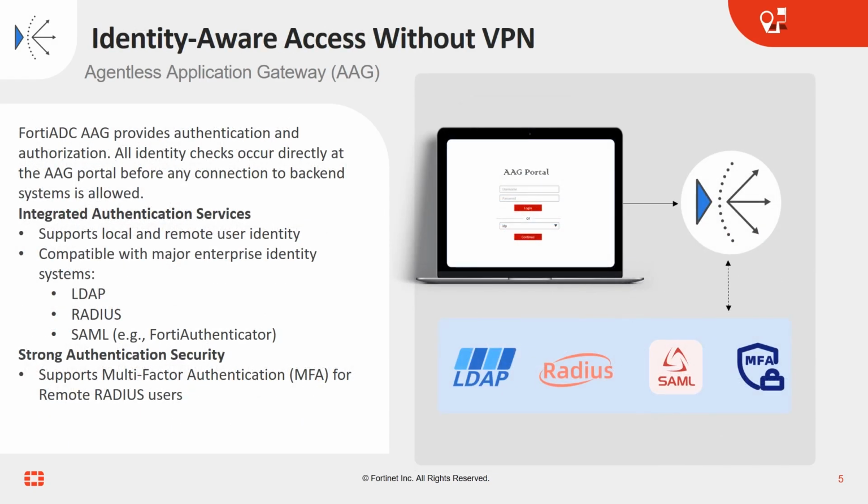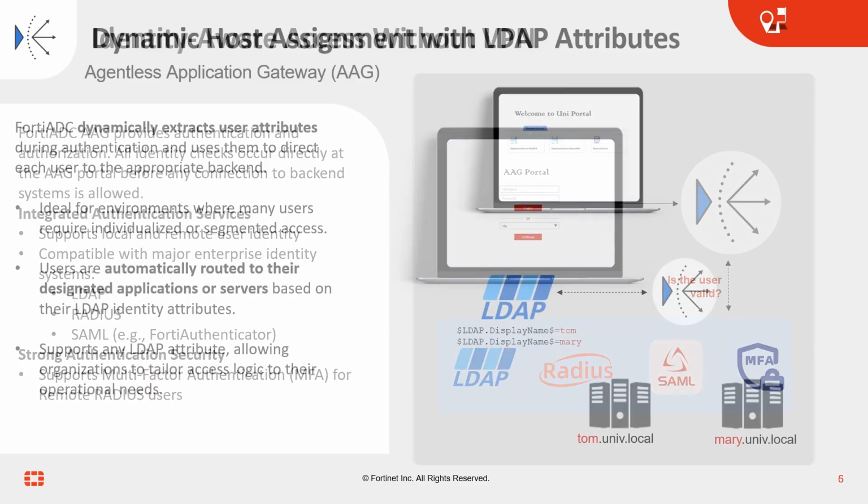FortiADC AAG provides authentication and authorization. All identity checks occur directly at the AAG portal before any connection to backend systems is allowed. AAG supports local and remote user identity. It's compatible with major enterprise identity systems including LDAP, RADIUS, and SAML. AAG also supports strong authentication security through multi-factor authentication for remote RADIUS users.